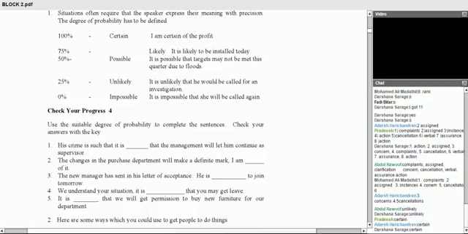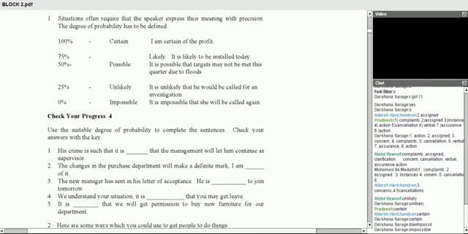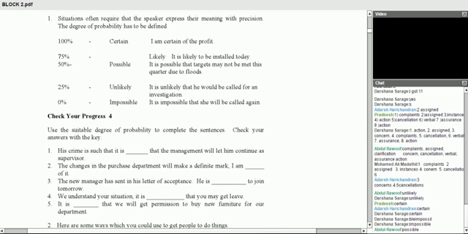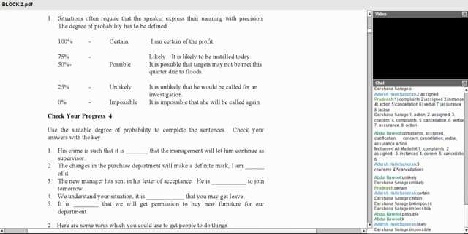The third one. The new manager has sent in his letter of acceptance. He is dash to join tomorrow. What is the answer? He is likely to join tomorrow. No, likely. We understand your situation. It is dash that you may get a leave. It is possible that you may get a leave.